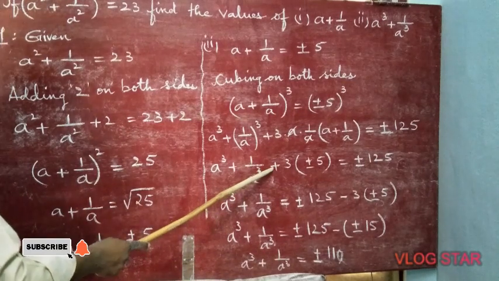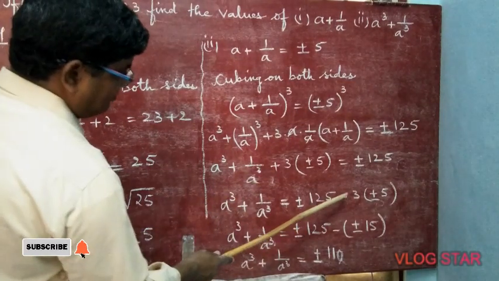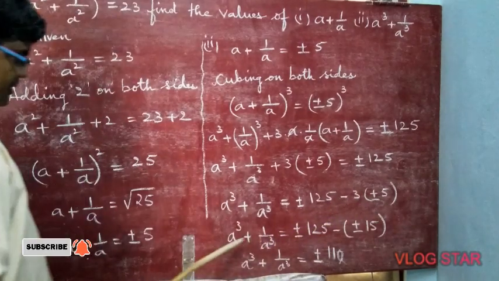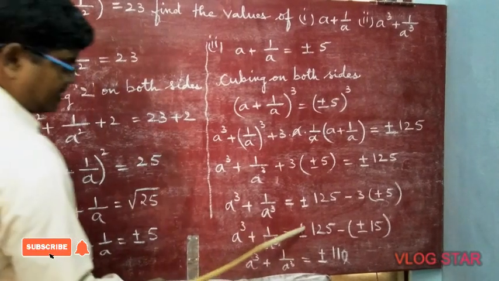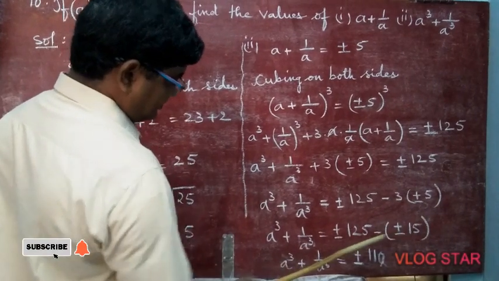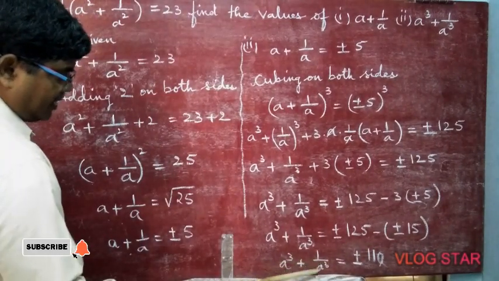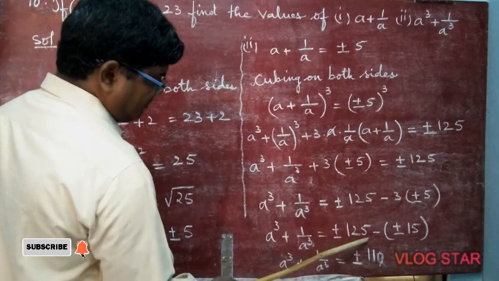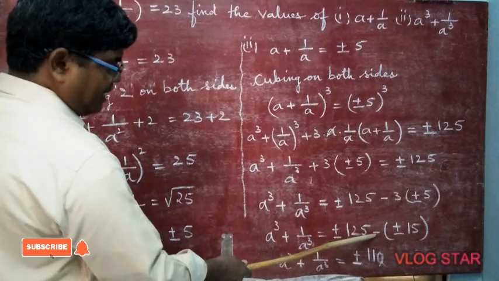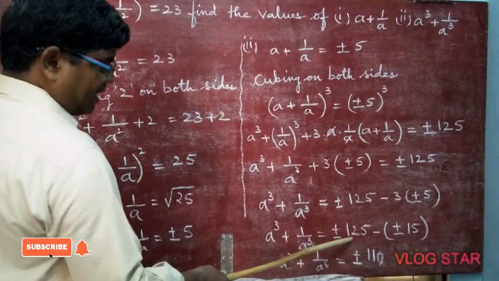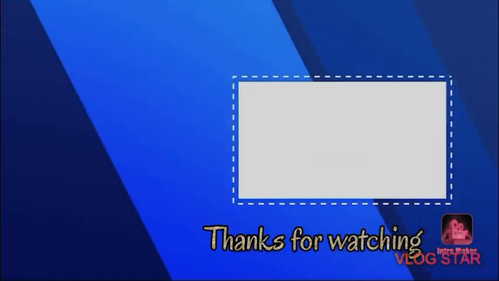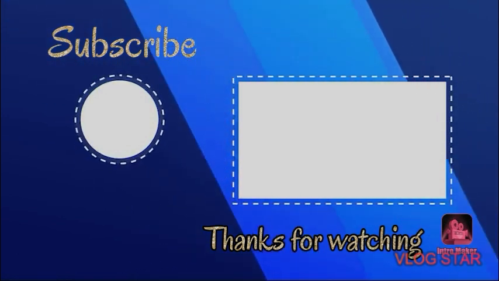Now here plus is there. From left side take to right side. Plus becomes what? Minus. Minus 3 into plus or minus 5. A cube plus 1 by a cube is equal to plus or minus 125. Minus is there. 3 5s how much? 15. Now a cube plus 1 by a cube is equal to, from 125 subtract 15. Here plus or minus is there, here also plus or minus is there. In between minus is there. So we are going to subtract. 125 minus 15 is 110.